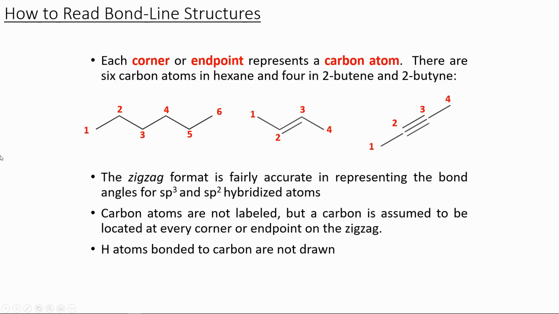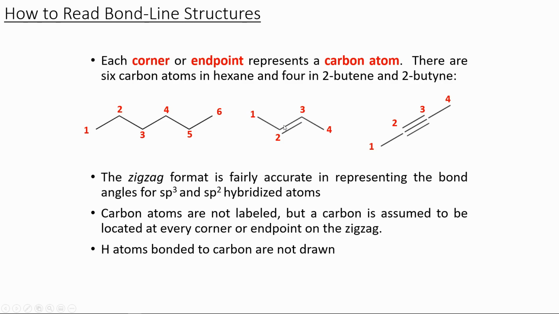Each corner or endpoint of a bond line structure is going to represent a carbon atom. So this molecule is hexane. In hexane, we have 6 carbons. And to begin with, this endpoint is the first carbon. And then each corner of the molecule, each time we see a turn in the line, we're going to have a carbon atom. So we have 1, 2, 3, 4, 5, 6 carbons. In 2-butene, we have 4 carbons. And you can see we have a double bond represented between carbons 2 and 3.